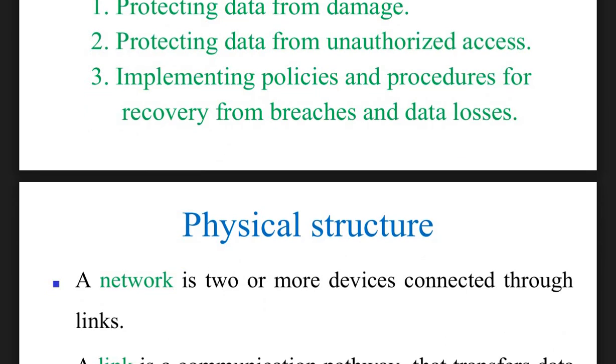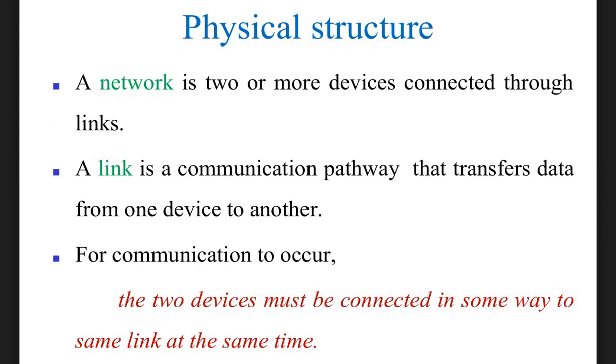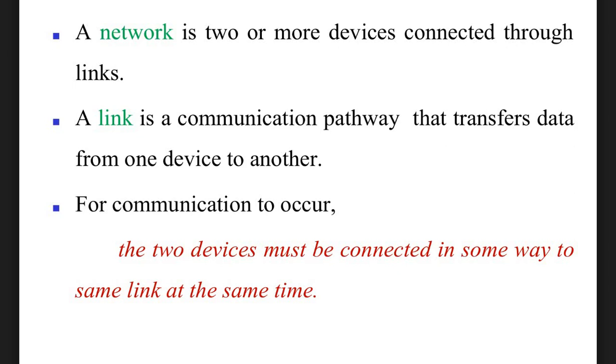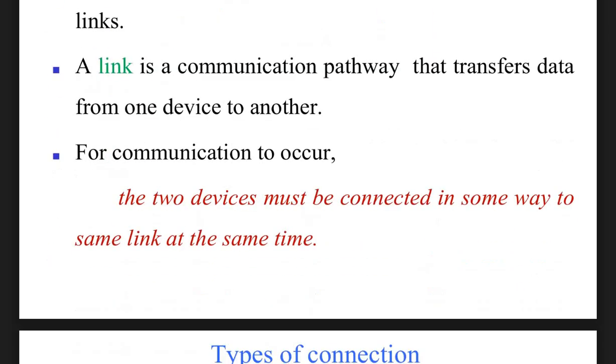Okay, the next concept is all about the physical structure. I told you about networks. What is a network? If you connect two communicating devices, that forms a network, right? It need not be only two devices; it can be two or more devices connected through a link. If they are connected through a link, we call it a network. So what is a link? A link is nothing but a communication pathway. Through that path we can transfer data from one device to another. For communication to occur, the two devices must be connected in some way on the same link at the same time. Both should be connected, and only then can this happen.